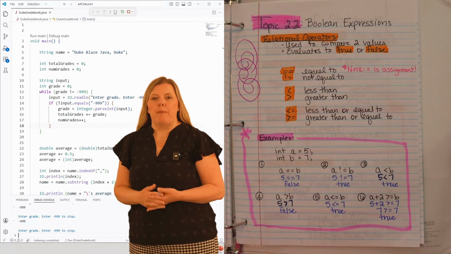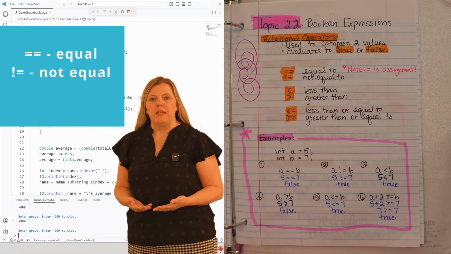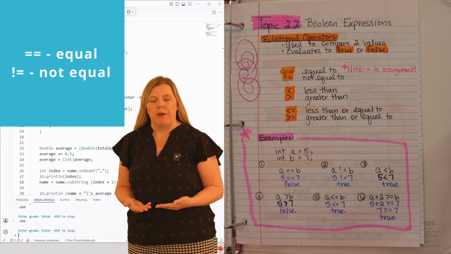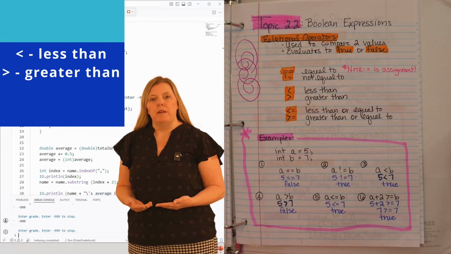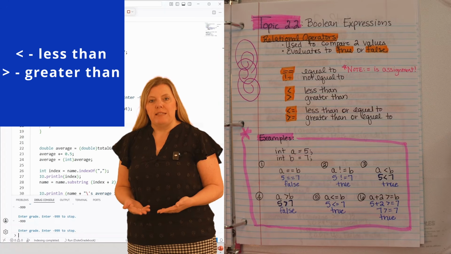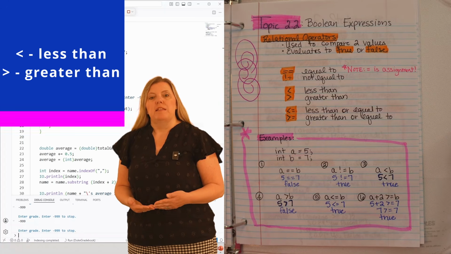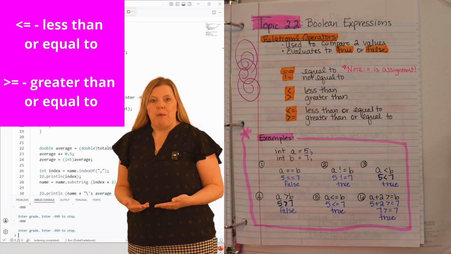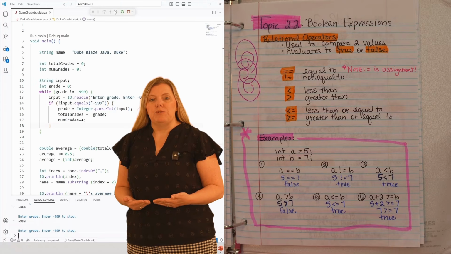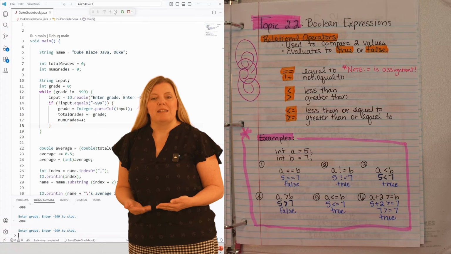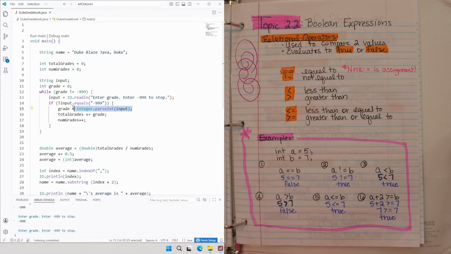There are 6 relational operators that you need to know for the AP exam. Equal equal is used to compare two values to see if they're equal to each other. Exclamation point equal is for not equal, compares whether or not things aren't equal to each other. Less than, greater than, less than or equal to, greater than or equal to. Key point to remember is that equal equal is used to compare whether or not two things are equal to each other and should not be confused with assignment, which is a single equal sign.